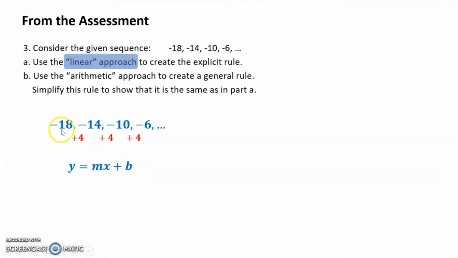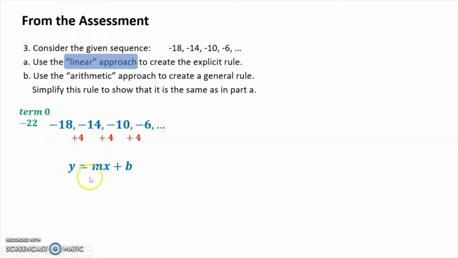Now, when we talked about y-intercepts, we said this is term 1. So that's like saying when x equals 1, this is our y value. But when we need a y-intercept, we need x to be 0. So instead of looking at term 1, we're going to go back to term 0. And if we went back in time in this sequence, since we're adding 4 this way, to go back in time, we're subtracting 4. Our term 0 would be negative 22.